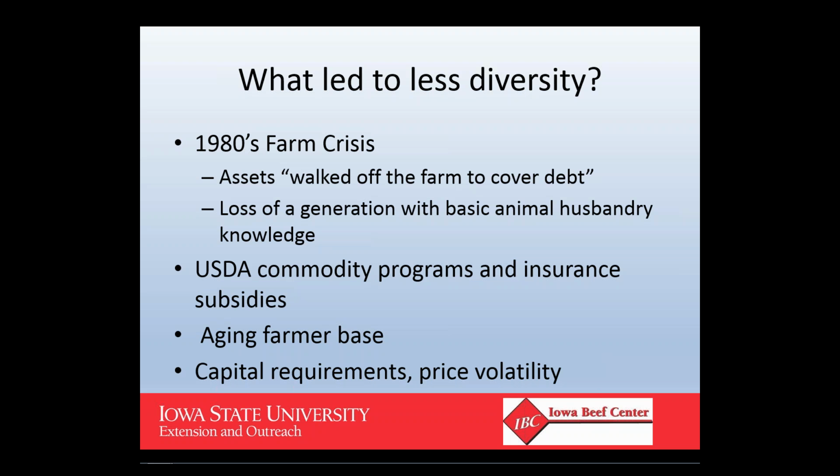And then the commodity programs have really favored row crops because there's certainly a lot more safety net underneath corn and soybeans, especially corn, and also more subsidies for insurance on those risk management tools. We have risk management available for livestock, but nowhere near as much subsidy, not as much support.